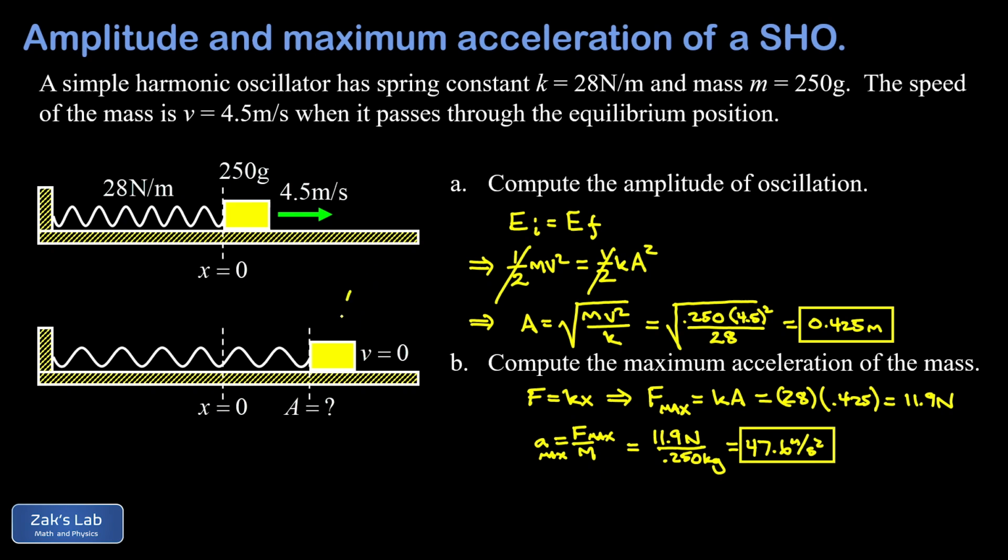So at the location I showed in the second picture here, that acceleration is going to point to the left. The spring is pulling to the left with 11.9 newtons there, and the mass accelerates to the left at 47.6 meters per second squared. But remember, on the other side of the equilibrium position, we're going to end up with a maximum distance from equilibrium of, again, 0.425 meters, but this time to the left of the equilibrium position. And the spring is going to exert the same magnitude of force to the right. And we'll see that maximum acceleration again of 47.6 meters per second squared, this time pointing to the right.